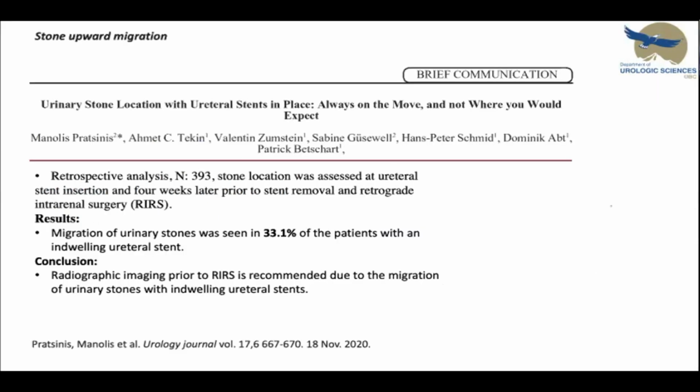This is a retrospective analysis to confirm the impact of ureteral stent on stone upward migration. 193 patients were retrospectively reviewed, and they found that stone upward displacement occurred in 33.1% after double J stent insertion.